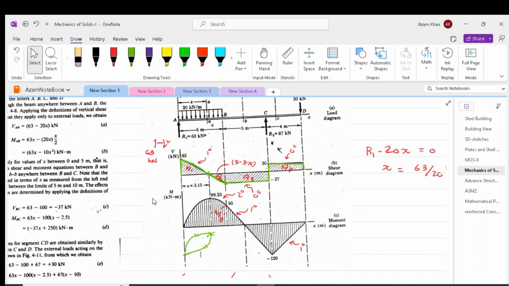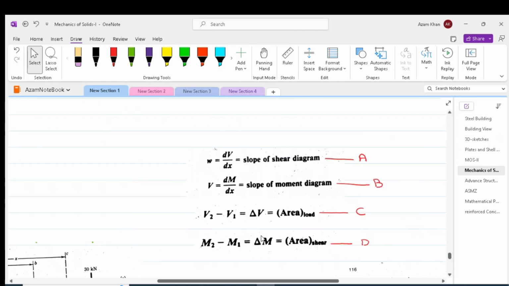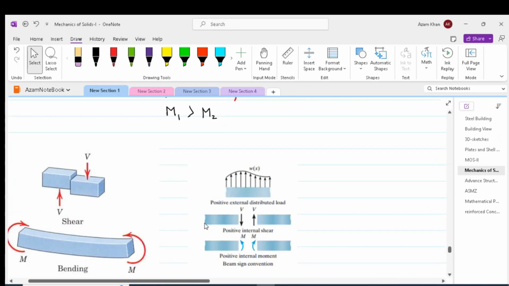Whilst drawing the shear force diagram, we will use the four expressions which we derived. That is, the magnitude of the applied load is equal to the slope of the shear diagram, dV by dx. The shear at a point is equal to the slope of the moment diagram, dM by dx. The change of shear between any 2 points is equal to the area of the load. And finally, the change in moment between 2 points is equal to the area of the shear force diagram between the 2 points. Our sign convention will be the same as discussed previously.